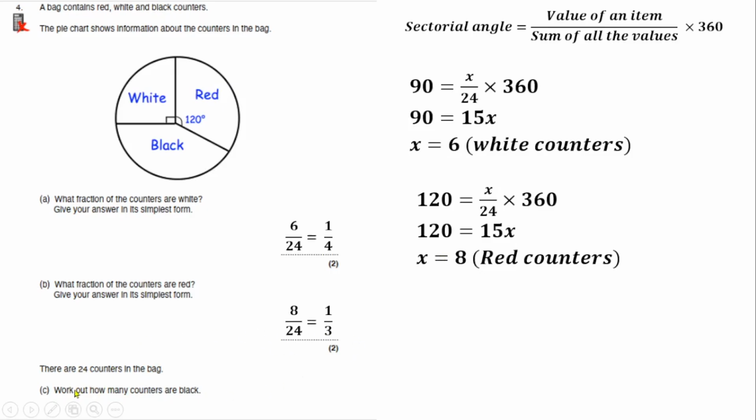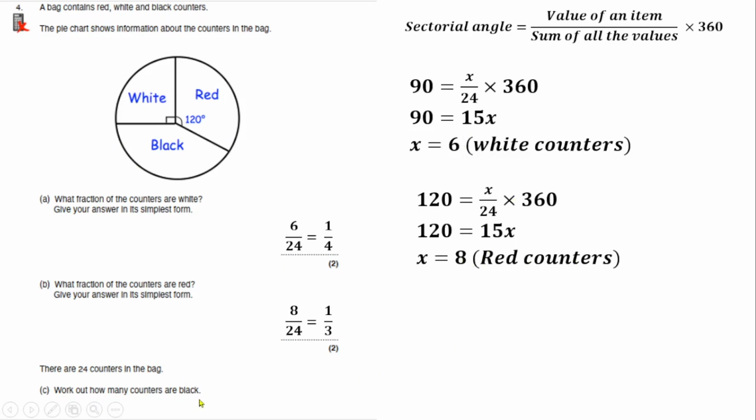Then work out how many counters are black. So how do we do that? It's very simple. We know that 24 counters are in the whole bag, and we already know that 6 are white and 8 are red, and we are just having 3 colors.